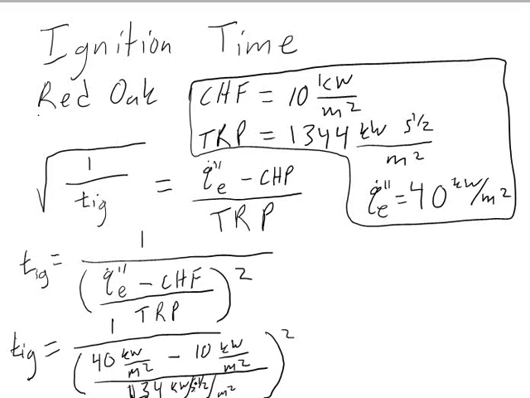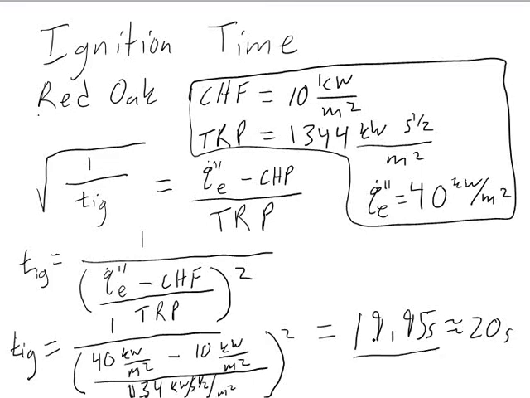So we see all the units cancel out except for the seconds to the 1/2, and we're squaring that, so we're going to end up with units of seconds. Always important to check. And if we work this out, we get 19.95 seconds, which is approximately equal to 20 seconds. If you don't want to carry so many significant digits, this is a lot of precision, and we probably can't carry that through this kind of calculation.